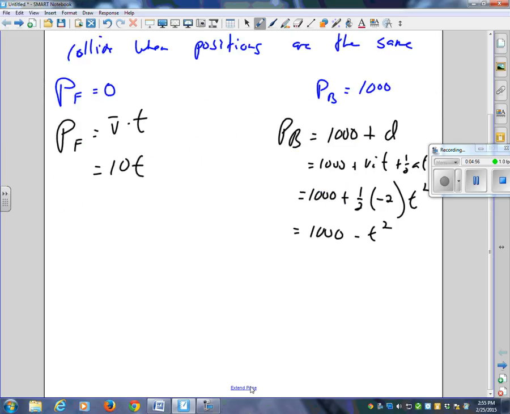Okay, so when do they collide? When their positions are the same, which is when 10t is equal to 1,000 minus t squared. We have ourselves a quadratic here. So t squared plus 10t minus 1,000 equals 0.